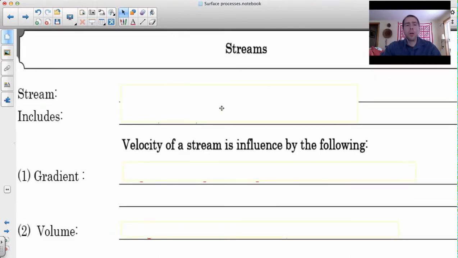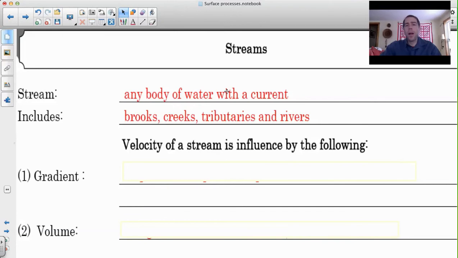When we look at streams, streams are any body of water with a current.